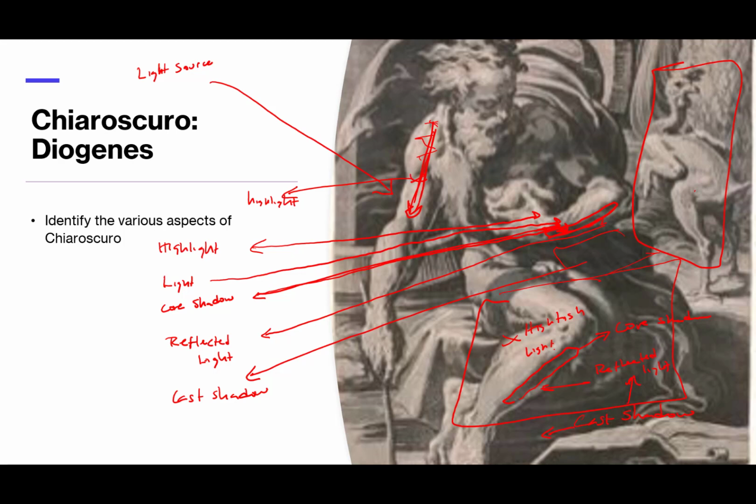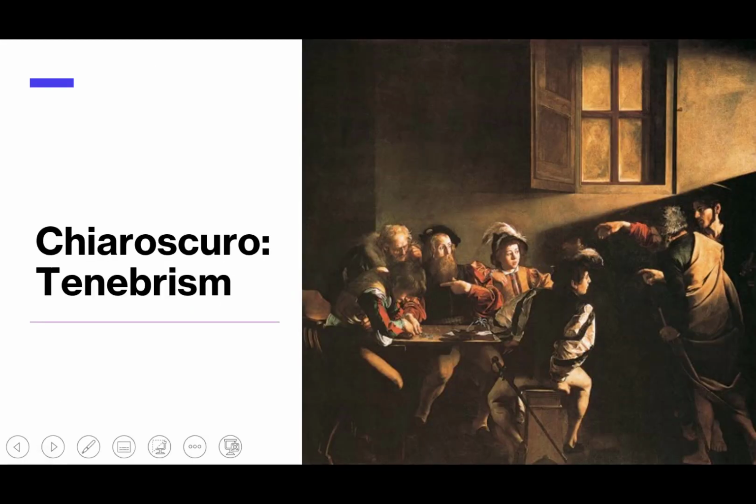Because this is what we would see if we were looking at this person live, if he was alive, and we saw the light source hitting him. These are what we would see even if we aren't consciously identifying them. Okay, so that's why it's so important.